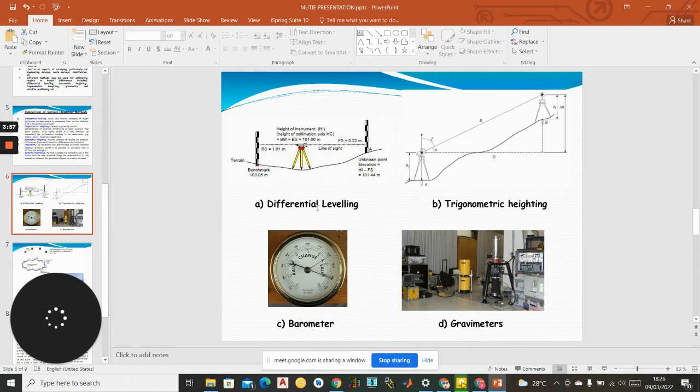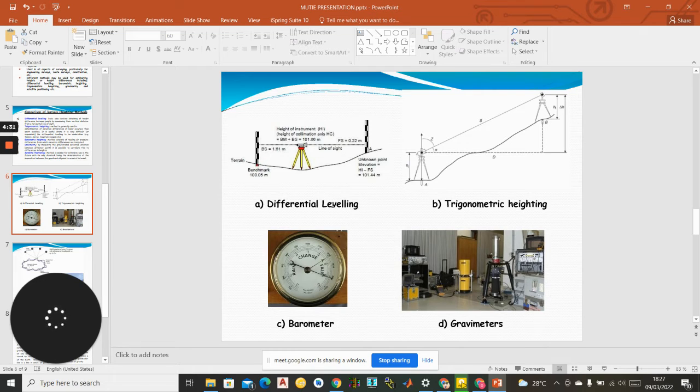In my presentation you can see these various methods in graphical form. So we have differential leveling. You can see there you have your dumpy level. You see you have a staff at benchmark 100.05 meters. We have a known point elevation. You can see how to get height of collimation, height of instrument minus foresight.